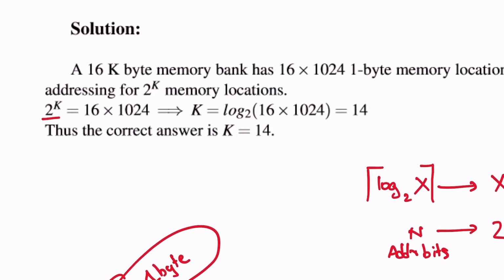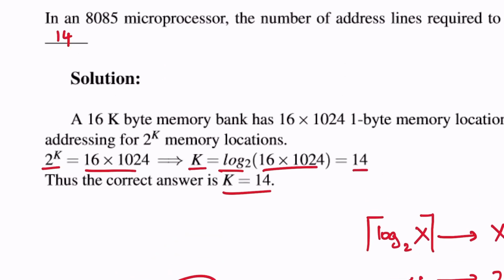We want to know 2 power k is equal to 16 into 1024. So what is k? k is equal to log to the base 2 of 16 into 1024, which is 14 bits. And you didn't need to take the ceiling over here because the logarithm itself gave an integer as an output. Thus the correct answer is k equal to 14 over here.